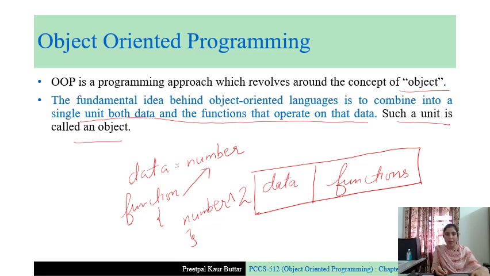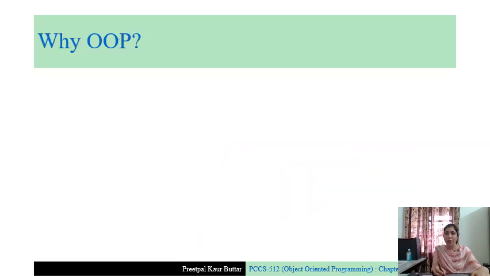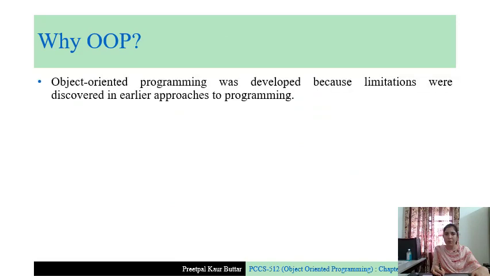Okay. So the next question is, why do we need object-oriented programming? Object-oriented programming was developed because there were limitations in the earlier approaches to programming. So what were the earlier approaches to programming? There were basically two main approaches, the procedural approach and the structural approach. So the earlier languages followed the procedural approach. Later the structural approach was adopted.